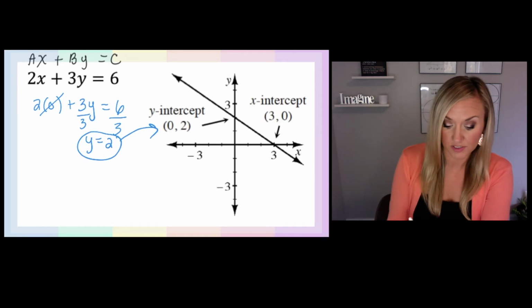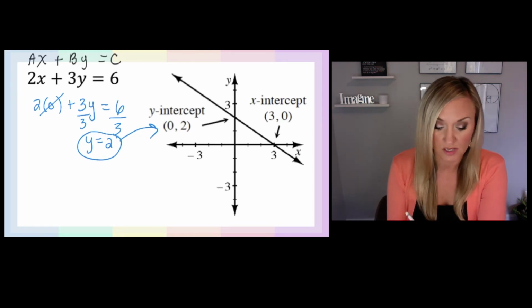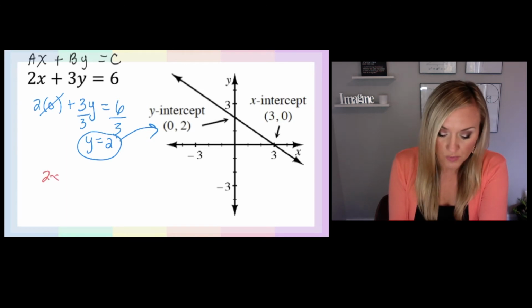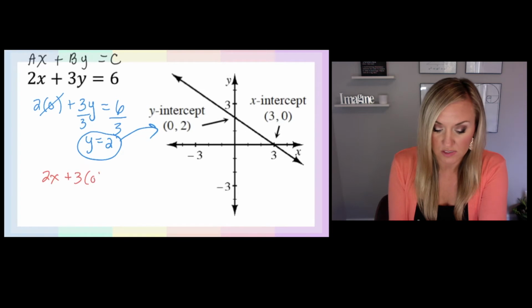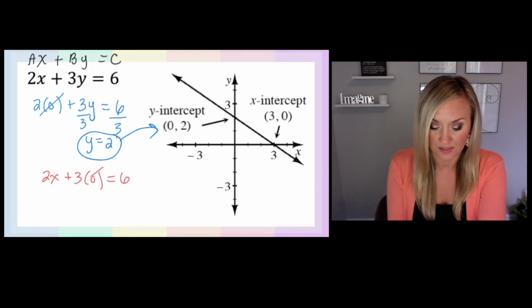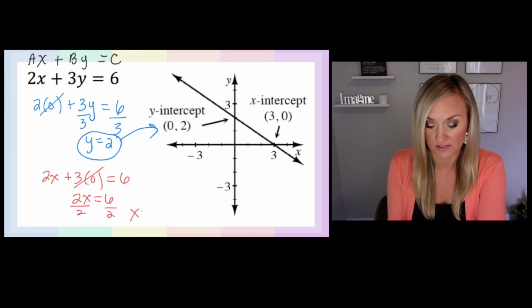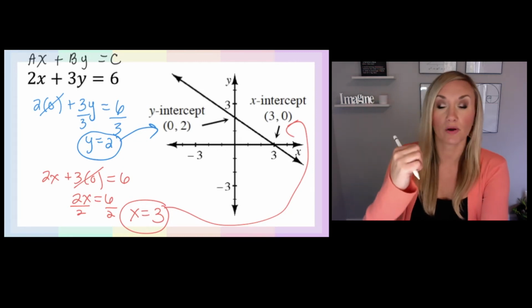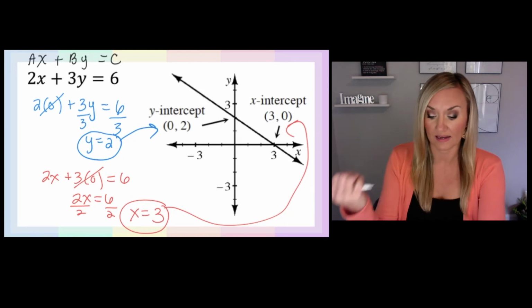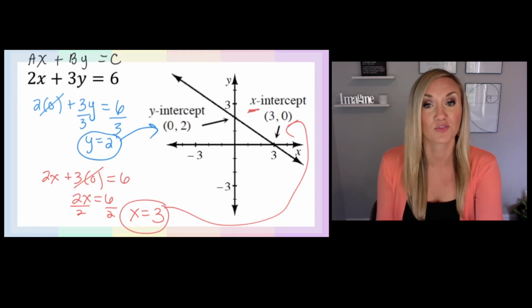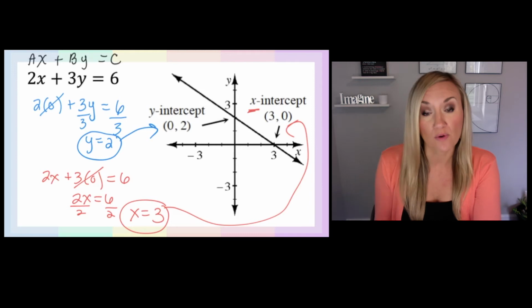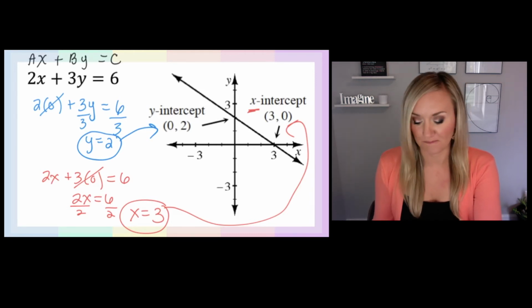And then we can also do the same for the x-intercept. So if we plug in 0 for y this time, I have 2x plus 3 times 0 equals 6. Now I have 2x equals 6, and when we divide by 2, our x is 3. So when I plug in 0 for y, I got that the x-intercept is 3. So we're going to use that strategy today to graph lines in standard form.